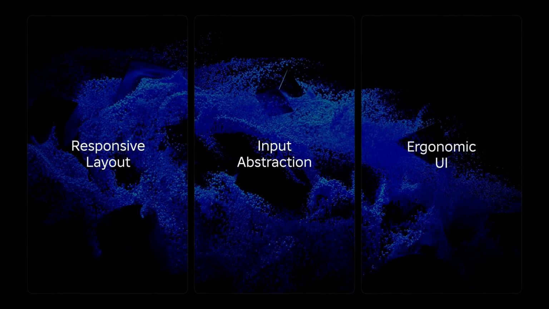There are 3 key principles to keep in mind when designing your experience to transform and reconfigure across these 2 dimensions. First, responsive layout, which means UI should automatically adapt to different screen sizes, orientations, and scales. Next, input abstraction, which means players should be able to interact with all gameplay mechanisms and UI on any input device. And third, ergonomic UI, which means that all interfaces should be accessible and legible everywhere.